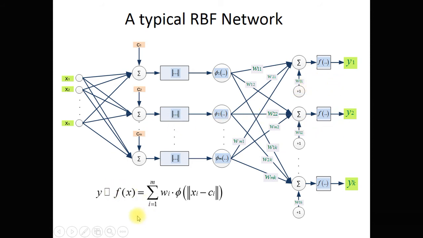So looking at this equation, it is simply y is equal to f of x, which is equal to the summation of i goes from 1 to m. Since we have m discriminant functions, and the weight multiplied by the real valued output, this is what we have actually cast, and this is nothing but the Euclidean distance between the center Ci and the input vector. That's it.